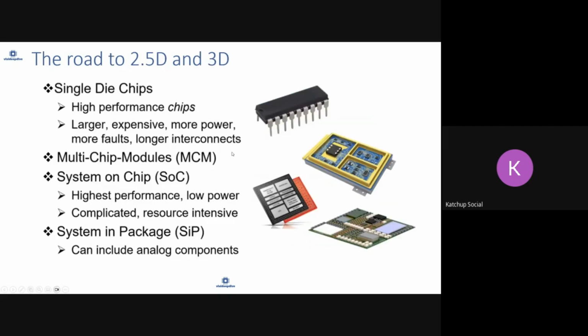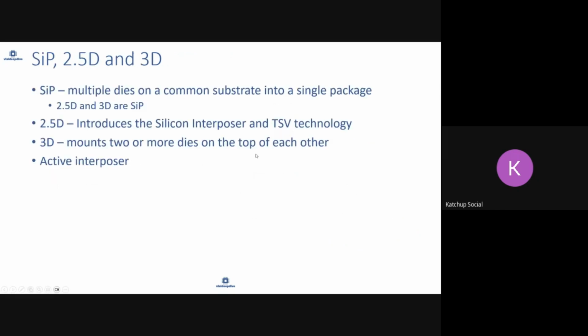So the road now, which is evolving from 2.5D to 3D: we started with single die chips, something like this, high performance chips, larger, expensive, more power. Then it evolved into multi chip modules, system on chip, highest performance. Then packaging technologies enabled system in package, which could include analog components also.